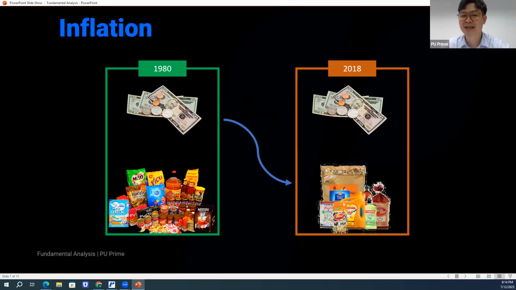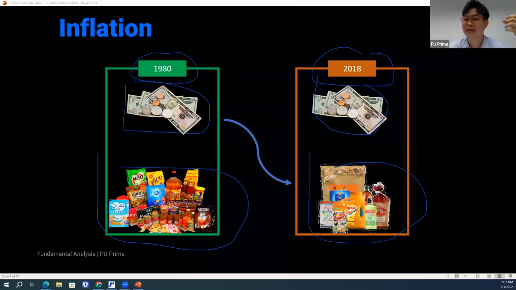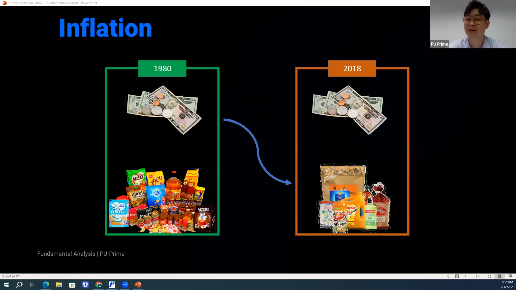For those who don't understand inflation, I'll put it in a very simple way. You can notice that in 1980, with this amount of dollars, you were able to purchase that many products. But in 2018, with this amount of dollars, you can only purchase a small amount of products. It means the price of goods becomes more and more expensive. When things get out of control, it will be very difficult for people like us. So inflation, you need to understand.